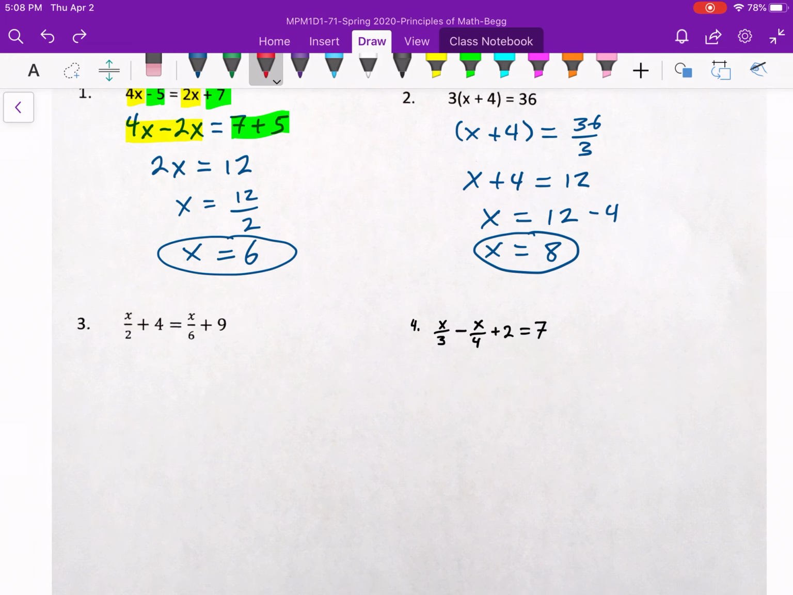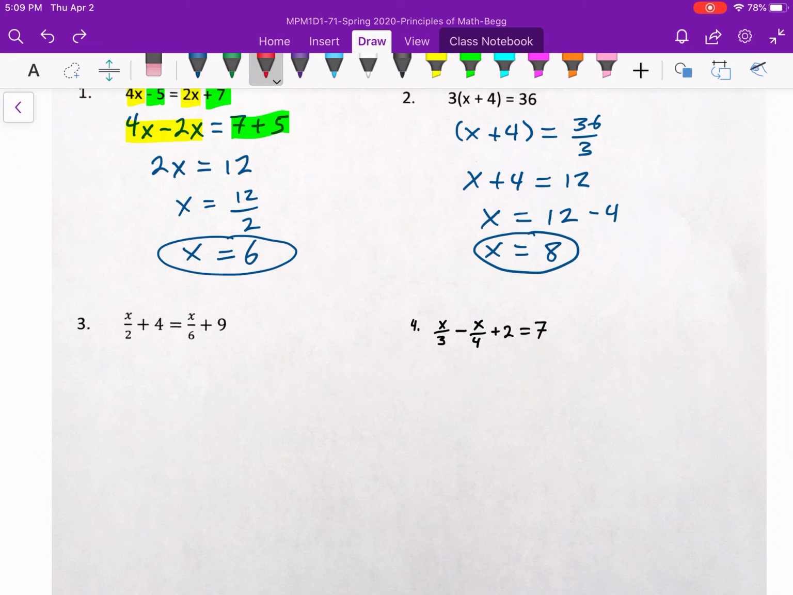Sometimes we have equations that have fractions in them. In that case, it's often a good idea to get rid of the fractions first. So I'll say that again. You probably want to get rid of any fractions first. So the way we can do that is we can multiply both sides of the equation by whatever the lowest common denominator would be.